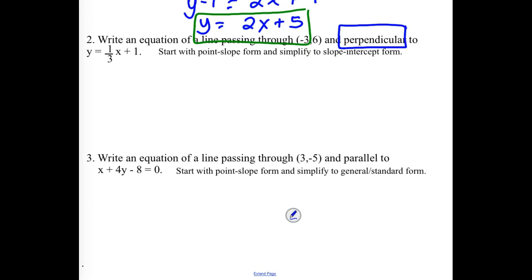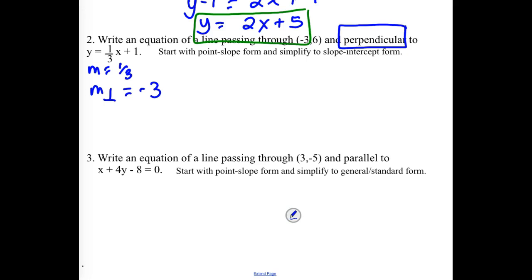Okay. So the very first thing I'm going to do is I'm going to look at the equation they gave me, y equals 1/3 x plus 1, and I need the perpendicular slope. So the original slope is 1/3. What would the perpendicular slope be? -3. That's the slope I'm going to use.